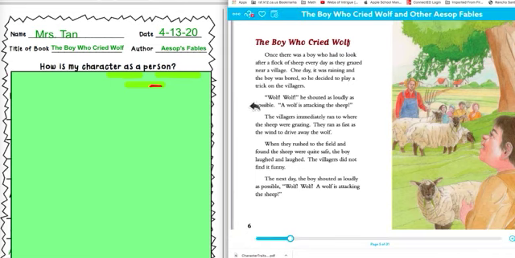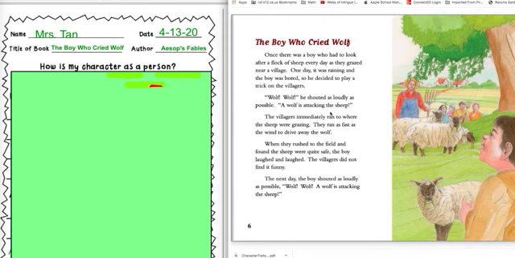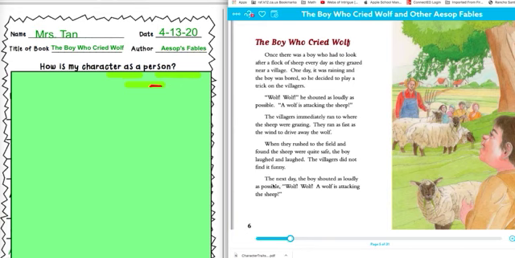So here he lied. Okay, so that's a character trait. Let's see if this trait continues throughout the story. The next day, the boy shouted as loudly as possible, "Woof, woof! A wolf is attacking the sheep!"